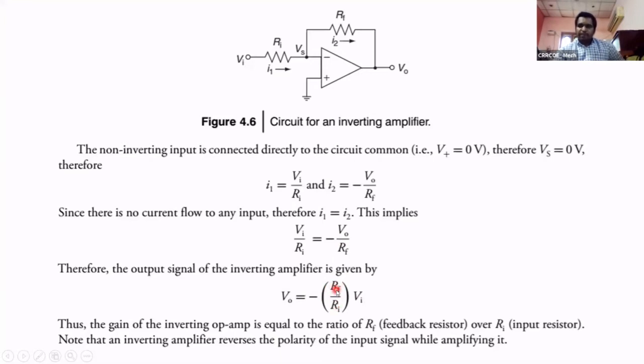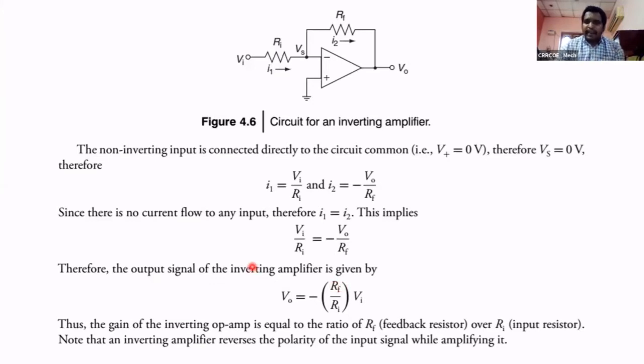If you increase the feedback resistance, you can increase the gain. If you decrease the feedback resistance, the gain will decrease. So the gain is controlled with the help of the two resistances, the feedback resistance and the input resistance, Rf and Ri.